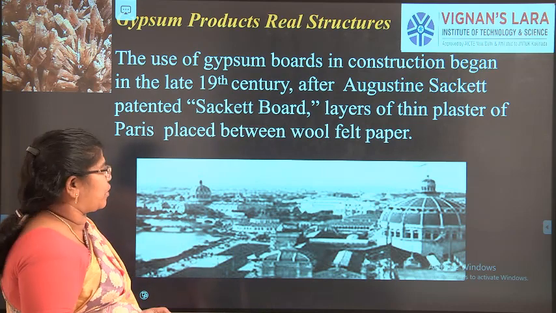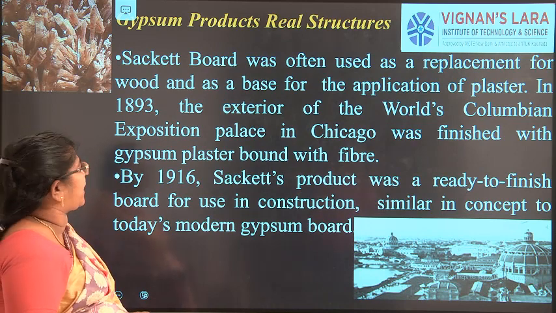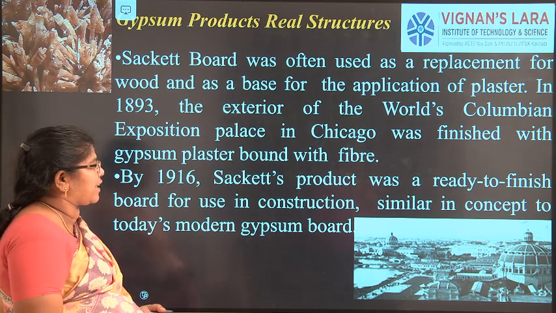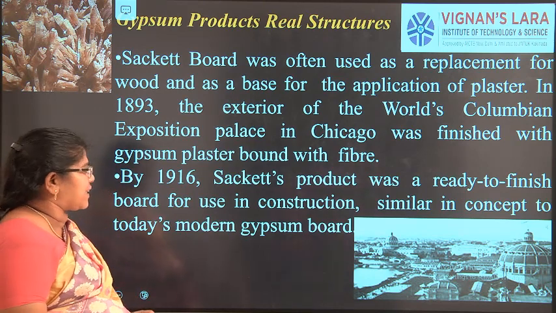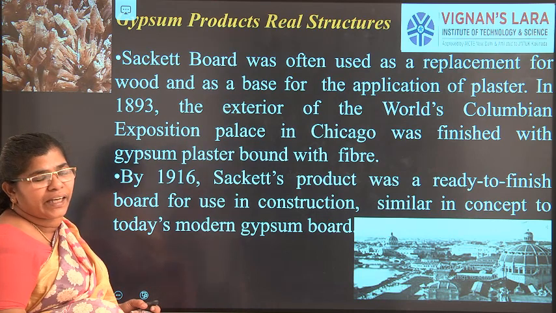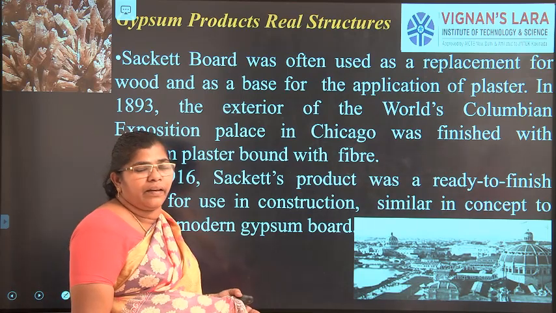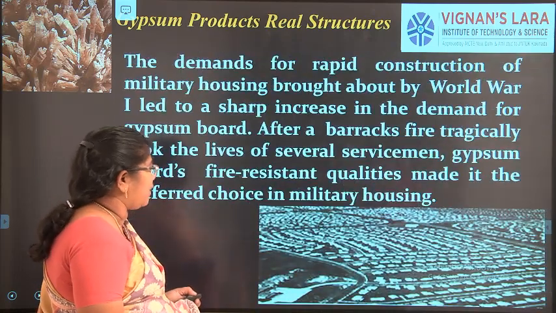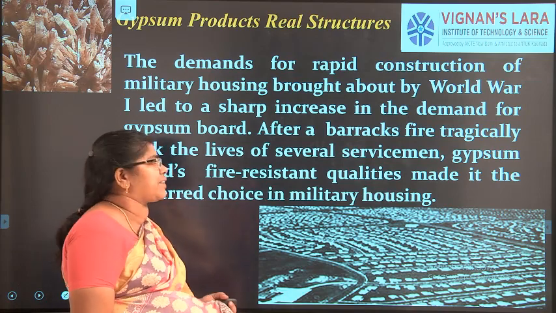And gypsum board is the replacement of wood and a base for the application of plaster. In 1893, the World's Columbian Exposition Palace in Chicago finished the gypsum plaster bound with fire. In 1916, a building was constructed with plaster board, because formerly they had a building with wood which was destroyed by fire. So they went for plaster board so that they can resist the fire. This is another milestone in gypsum board utilization, we can say.